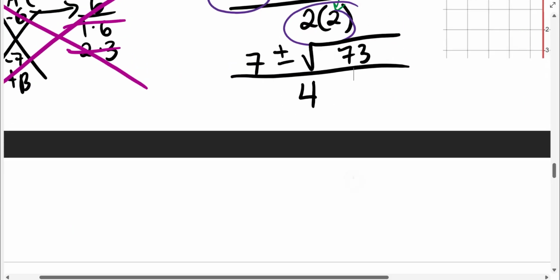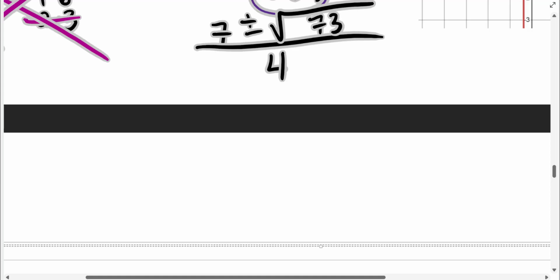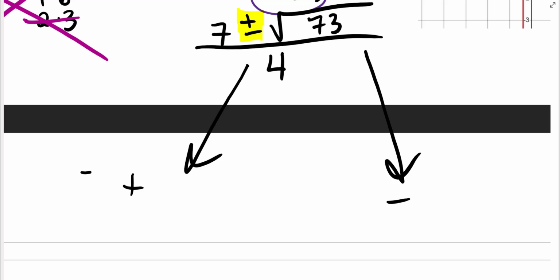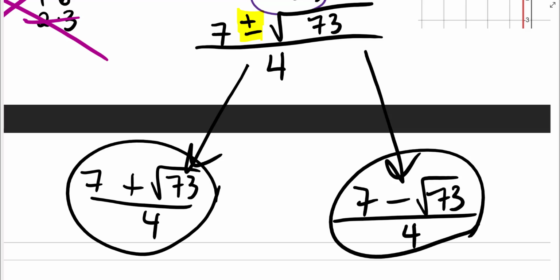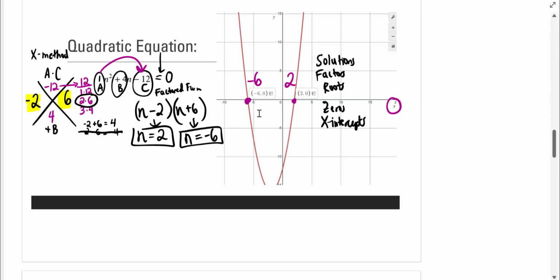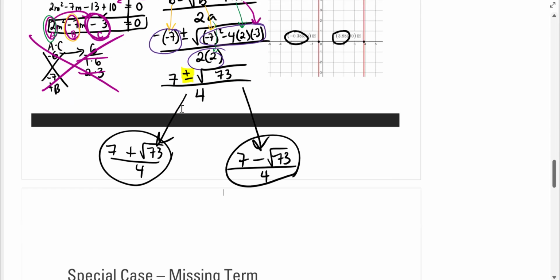Now the last part where people got a lot of this wrong on the test was that they forgot to write their 2 options. So we got to look at the sign right here, plus or minus. That means in the first one we're going to do plus, and the second one we're going to do minus. So the first one is 7 plus the square root of 73 over 4. The second one is 7 minus the square root of 73 over 4. Again, this is why the answer was a decimal in the graph. This is why we had to use the quadratic formula, because you cannot get this answer from doing the x method. Now, if you like the quadratic formula, technically, yes, you could use it for all the problems, but most of the time using the x method is faster if it's that type of problem.